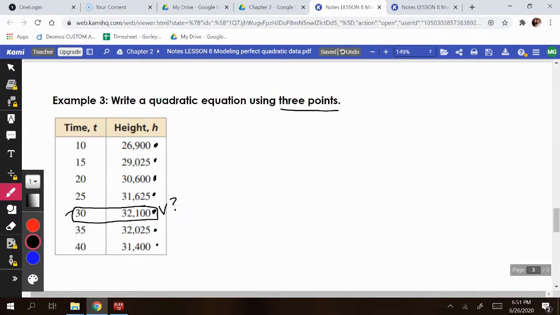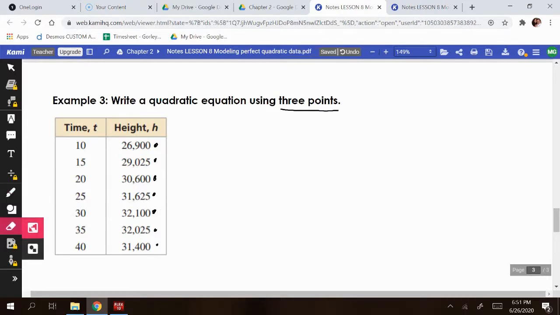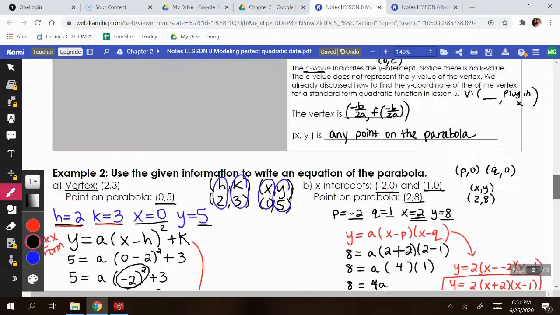But really, see how this makes a jump from 30 to 35? We have no idea what's happening at 31. Maybe there's an even greater y value at 31. We just don't know. All right, so I can't use vertex form here either because I'm not quite sure what the vertex is. So what do we do?